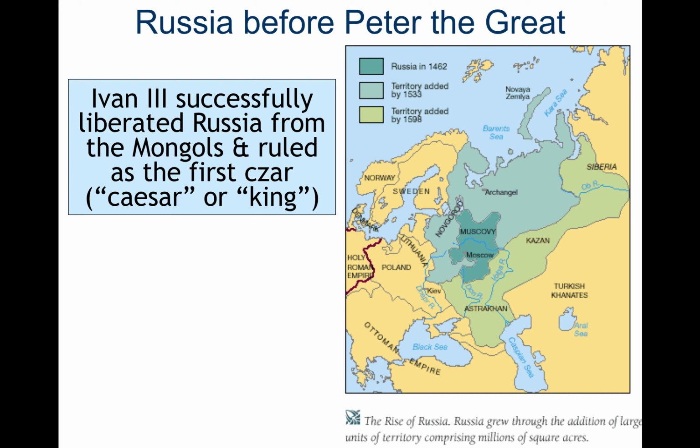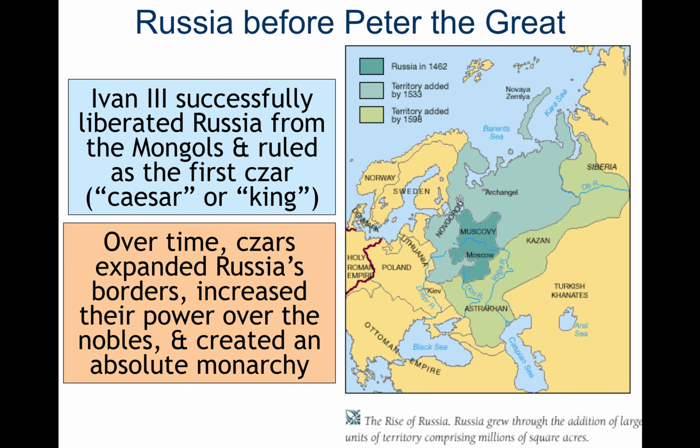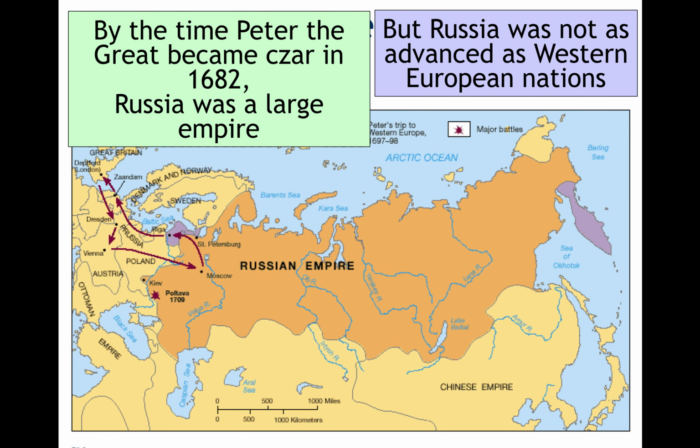Ivan III, Ivan Moneybags, eventually broke free from Mongol control and became the first Tsar, which was the title for king, ruler, emperor, basically, in Russia. Tsar, it was a tribute to Caesar, right? Because we saw that Russia believed they were so heavily influenced by the Byzantine Empire, which was once part of the Roman Empire. Over time, Tsars expanded Russia's borders, increased their power over the nobles, and created an absolute monarchy. By the time Peter the Great became Tsar in 1682, Russia was a massive empire.